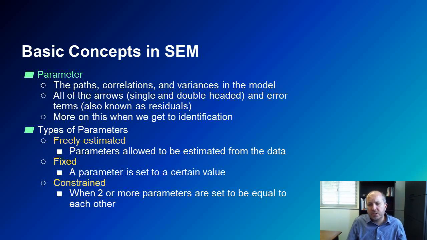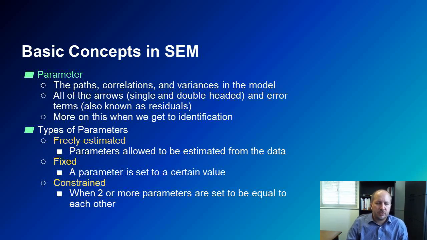Parameter, you'll hear us use this term, and you'll hear me use this term a lot. This term will become very important when we get into identification and making sure that we have adequate degrees of freedom to run our model, and that we're not over or under justified in doing that. So a parameter is any path, correlation, or variance in the model. So anything that has an arrow going into it, and then also our error terms. Our error terms and all of our arrows in the model are the parameters that we're interested in.